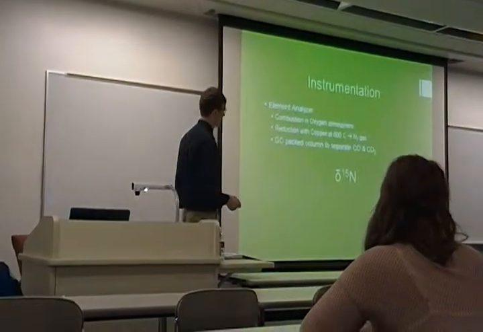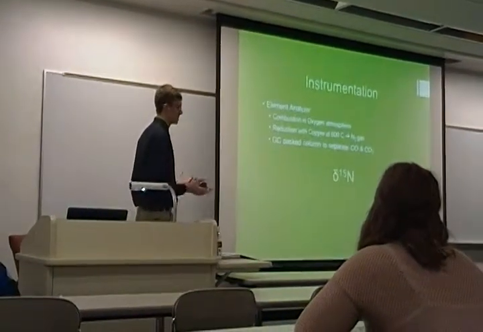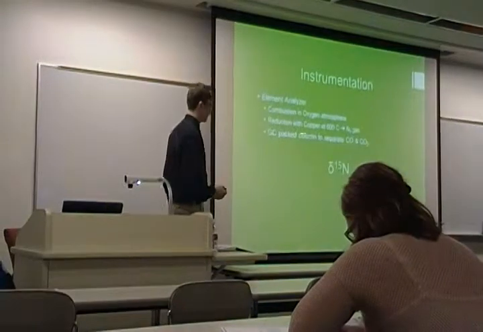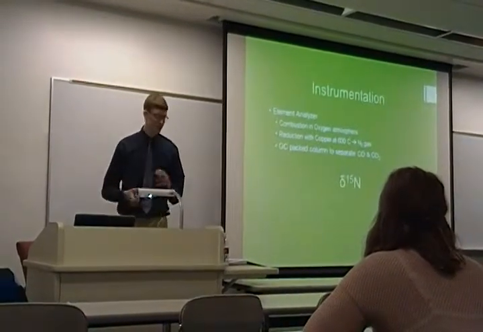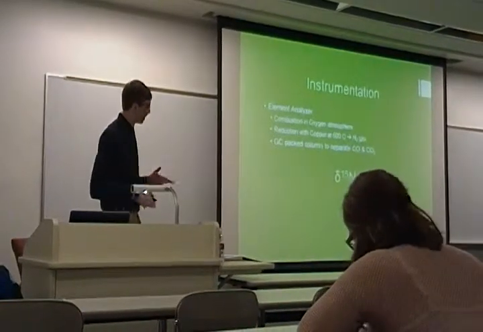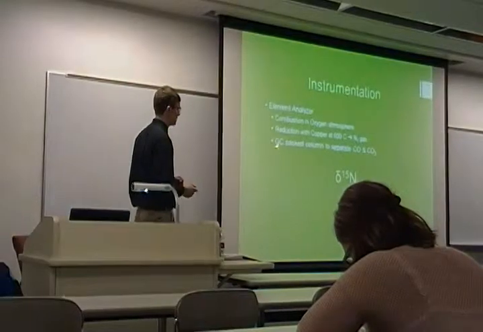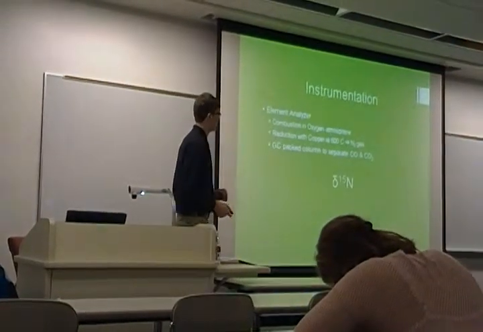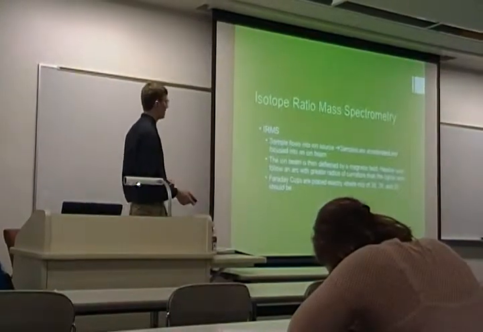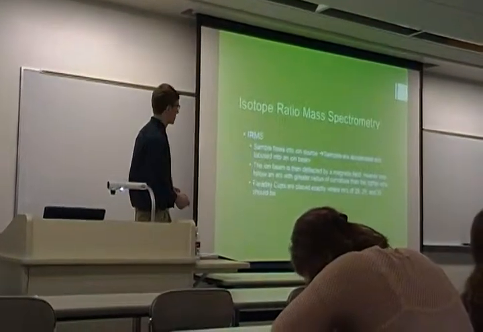And then those tin capsules go into what's called an element analyzer. It combusts the samples in an oxygen atmosphere and then reduces them with copper at 600 degrees, so you get N2 gas. So all the nitrogen that was in your tree ring is now in the form of N2 gas. And then that gets pumped through a GC packed column to separate CO and CO2. And then your sample, that N2 gas, gets pumped into an isotope ratio mass spectrometer.